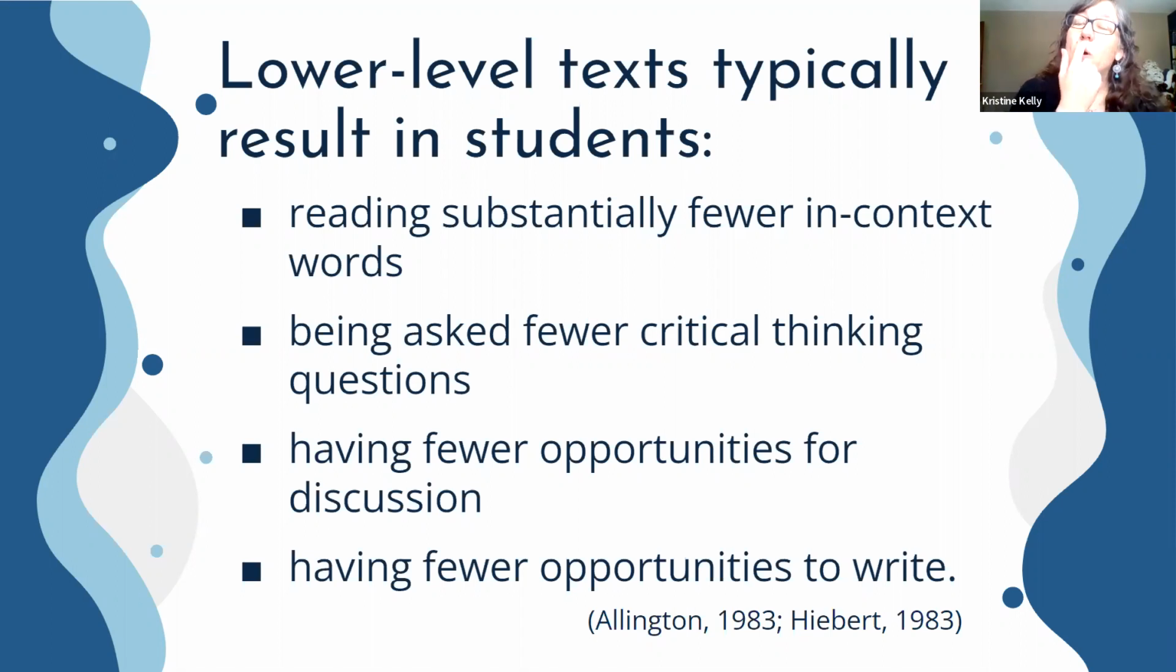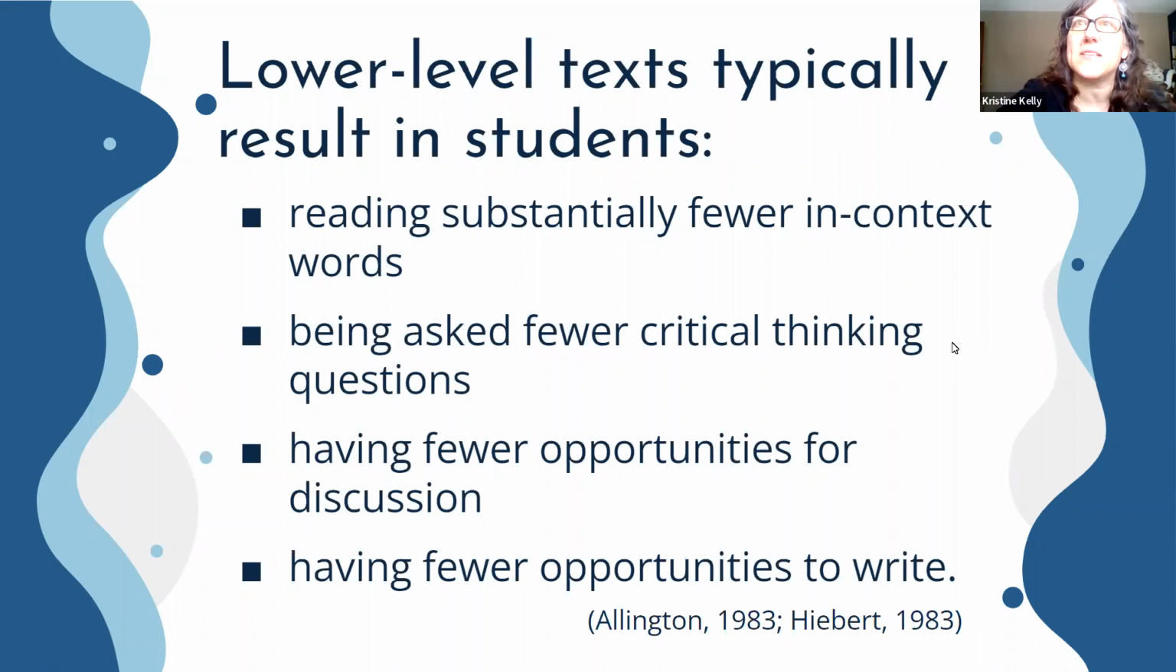It really depends. But when we expose our students to lower level texts, they end up reading substantially fewer in context words. And with a lot of publishers, whether they're online platforms or print publishers, a lot of times lower level texts don't have many critical thinking questions, or they don't build to some higher order thinking, which of course our adults are quite capable of. There are fewer opportunities for discussion. There's not necessarily as much meat there. And there are fewer opportunities to write. There just isn't as much input.